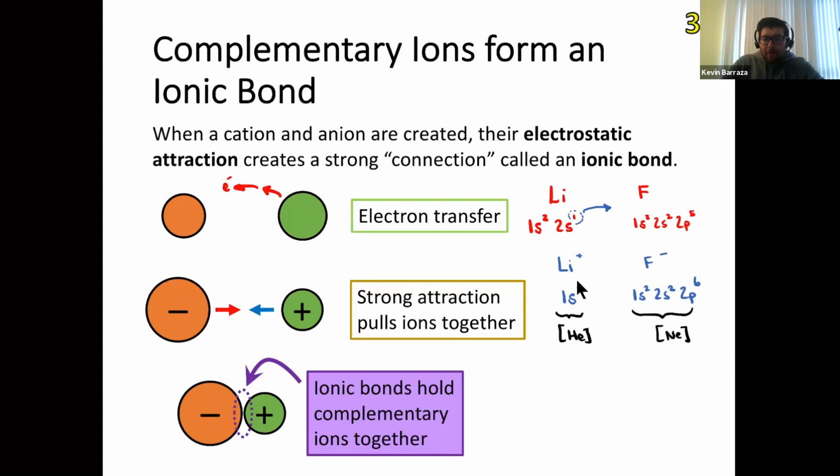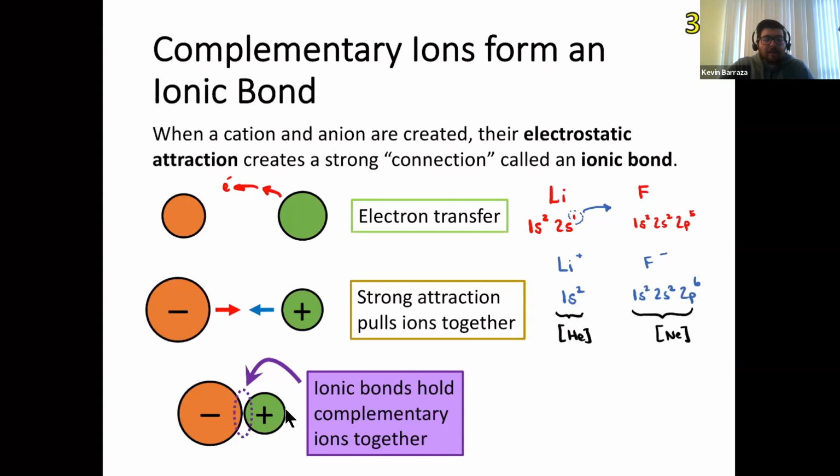What happens once this transfer occurs? Well, now we have a positive charge and a negative charge. And what's going to happen between those two? They're going to attract each other. We call that electrostatic attraction because it's electrical in nature, and it pulls them together and makes them stay together. And so when they're stuck together as ions, in this case lithium and fluorine, they're held together, bound to each other by what we call a chemical bond.